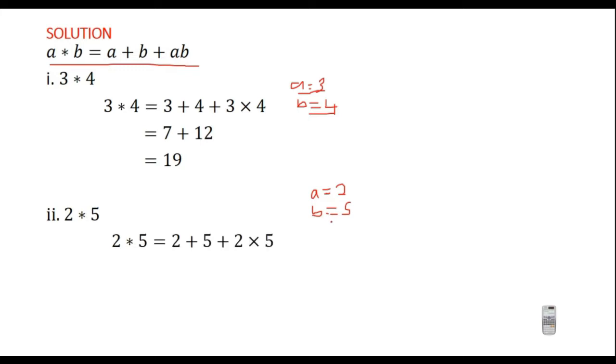So you are going to get 2 plus 5 plus 2 times 5. Once again, you begin with the multiplication. So we will do 2 times 5, which is 10. 2 plus 5, which is 7. We add 7 to 10 and we are getting 17.